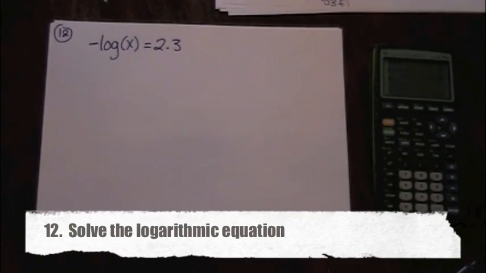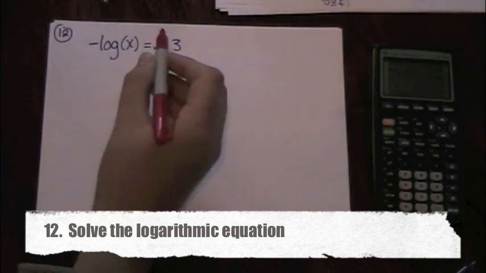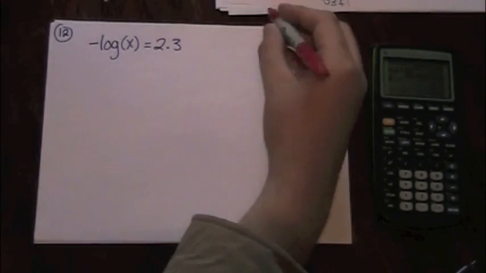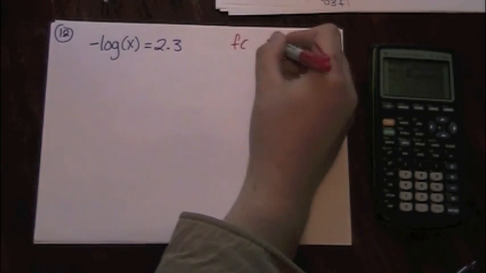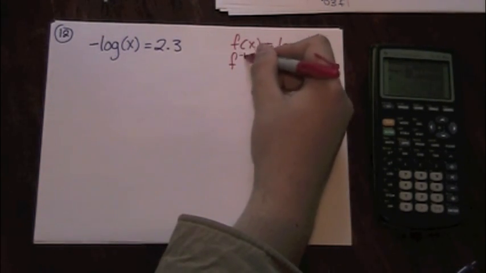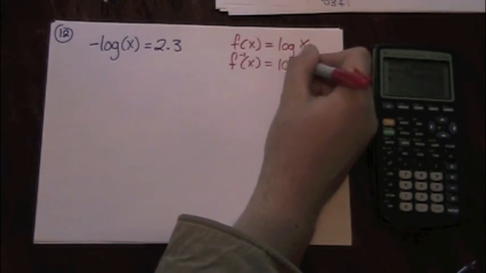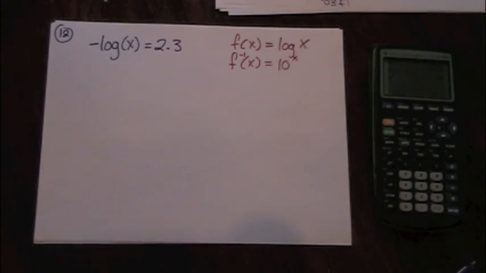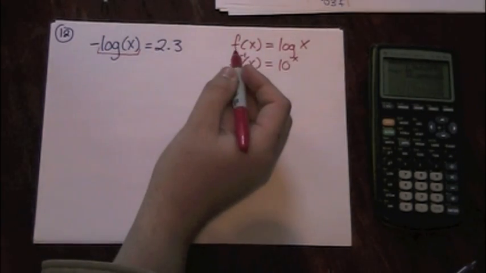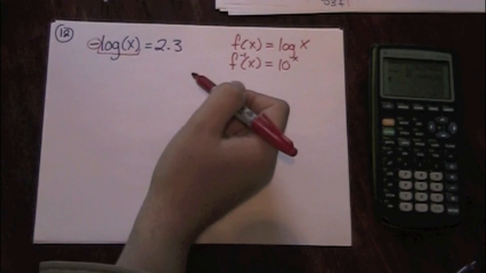Number 12 asks us to solve an equation for the unknown variable. In this case, we're dealing with a logarithmic equation, which means we're going to have to use the inverse of the common log. We know that the inverse of the common log is going to be 10 to the x. So if f of x equals log x, its inverse is going to be 10 to the x. We say a lot that inverses undo each other, which is more or less the case, although a less mathy way to say it. Let's start by getting the log x all by itself, and that means we have to get rid of this negative.